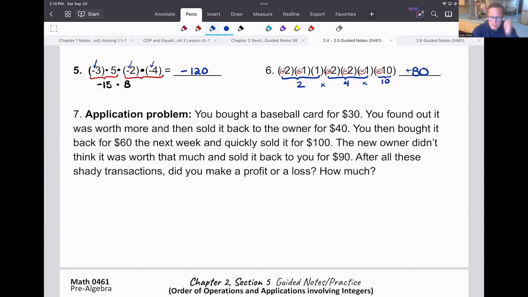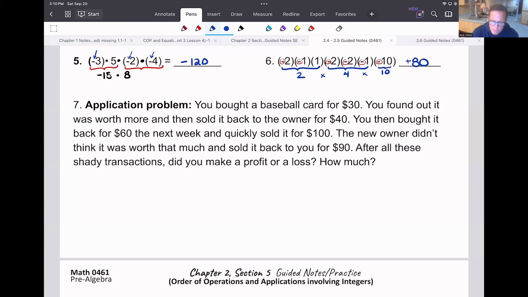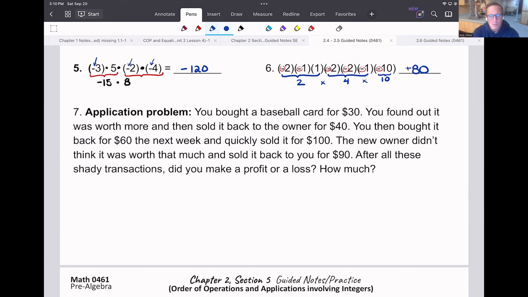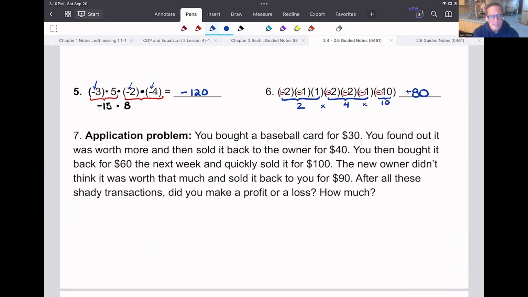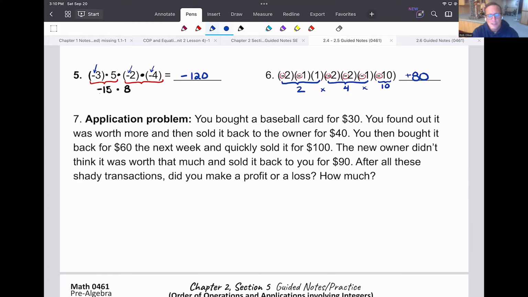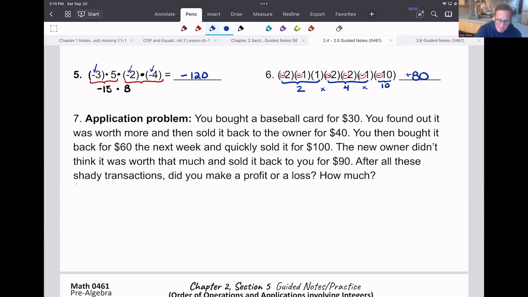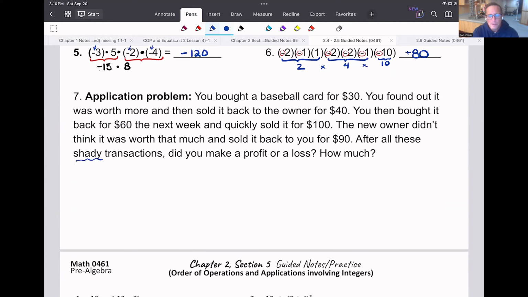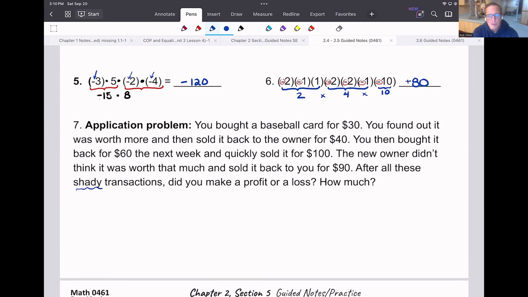All right. In number 7, you bought a baseball card for $30. You found out it was worth more and then sold it back to the owner for $40. You then bought it back for $60 the next week and sold it for $100. The new owner didn't think it was worth that much and he sold it back to you for $90. After all these shady transactions, maybe that's the word I added in there, did you make a profit or did you make a loss? All right, so how much?